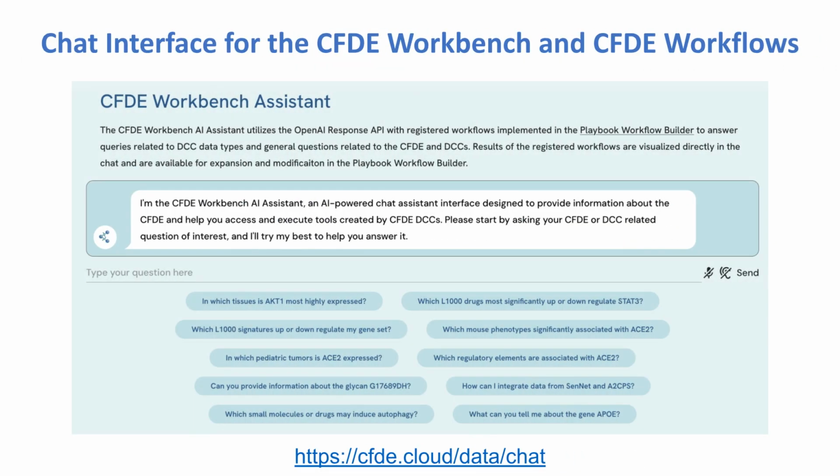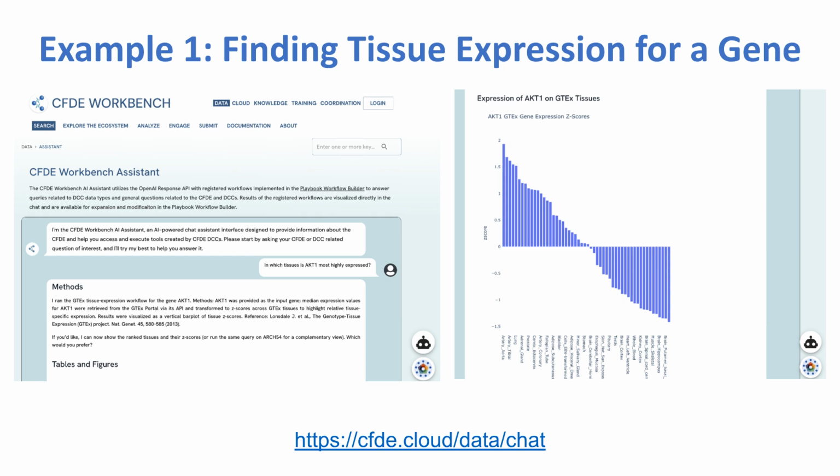The CFDE Workbench Assistant provides a chat-based interface that leverages the OpenAI API and registered workflows to help users access and execute tools created by various data coordination centers. For example, a user can ask the assistant to find tissue expression for a specific gene. The system retrieves data from the GTEx portal, processes it into z-scores, and visualizes the results as a bar plot.